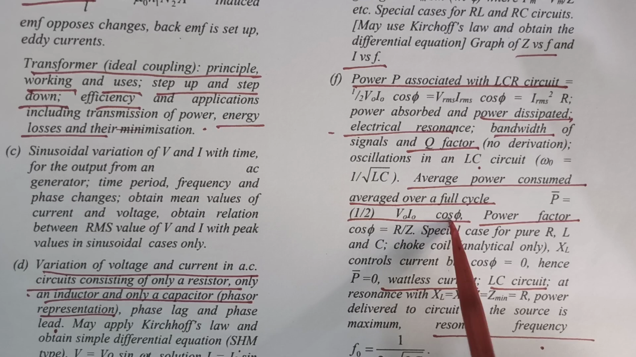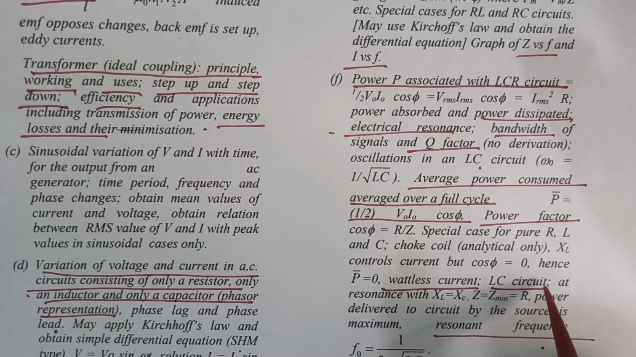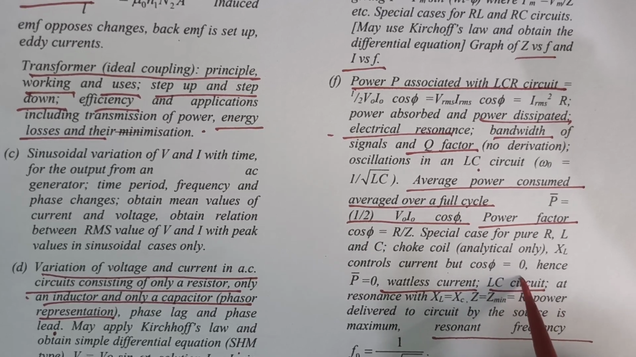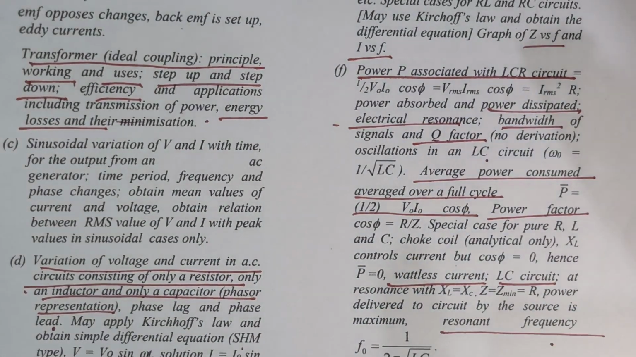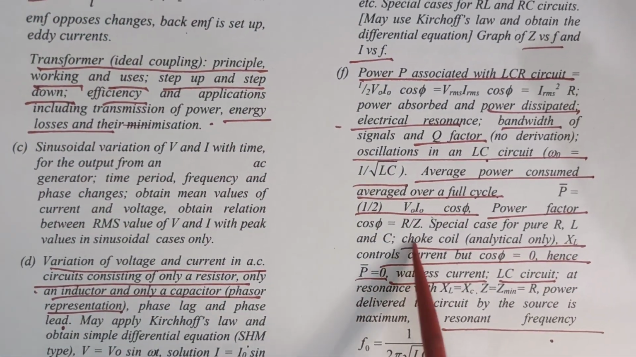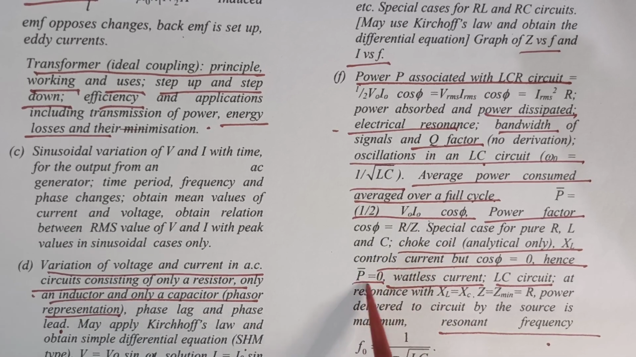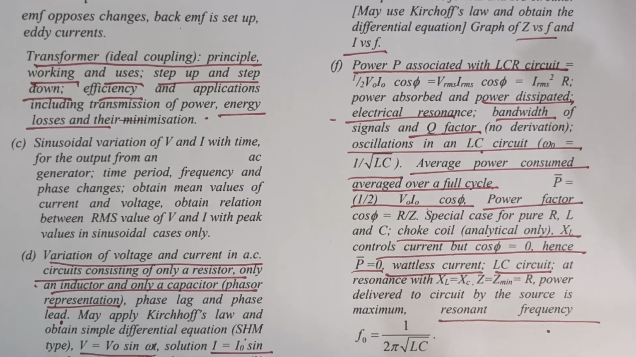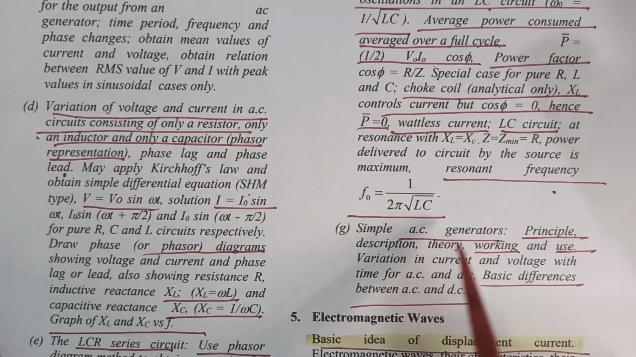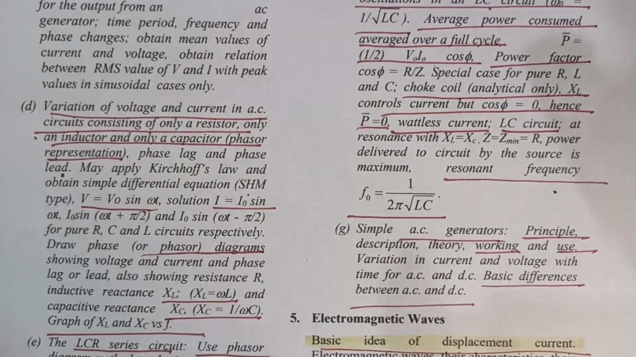Derivation of this formula and what is power factor. What is wattless current, and for the LC circuit only, where resistance is not there, the simple analysis. It is a very, very important topic. Here are some points like how a choke coil controls the current in the AC circuit without any power loss. Very important. Derivation of resonant frequency. Very important. And then the AC generator, its principle, working, uses, and the basic difference between AC and DC.